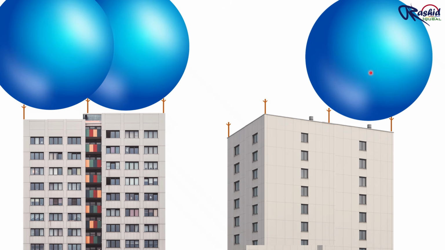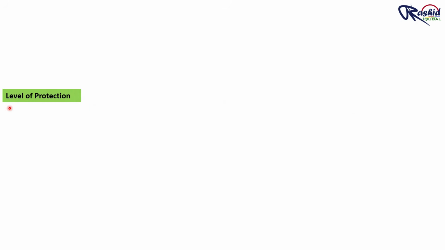Now the question arises, how do we know the radius of the rolling sphere? The radius is not a random number. It is defined by international lightning protection standards like IEC 62305. The radius depends on the lightning protection level, we can say LPL, which you can select for your building. There are four protection levels: level 1, level 2, level 3 and level 4. Each level has a different sphere radius.